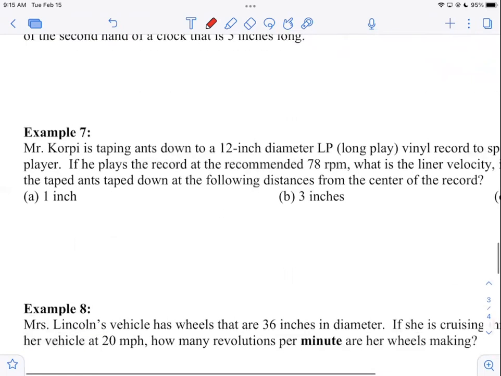So let's do example 7 real quick. I'm going to jump ahead. Let's say I have a 12-inch diameter long play record. It's called LP, long play, as opposed to an EP, which is a little bit shorter, extended play. We used to have to play the LPs at 78 revolutions per minute. If you played it too slow, it would sound off, and if you played it too fast, it all sounded like an Alvin and the Chipmunks album.